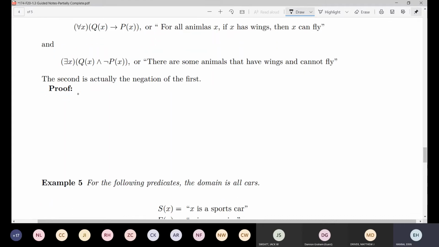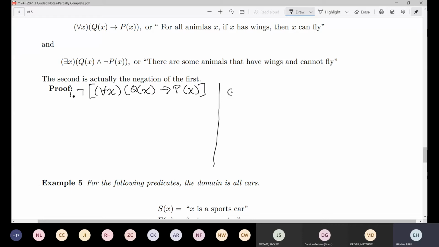So we are essentially saying that we want to negate for all X, P of X implies Q of X. Q of X implies P of X. Sorry, my bad. So we want to negate this. And we're going to write this out as a proof.